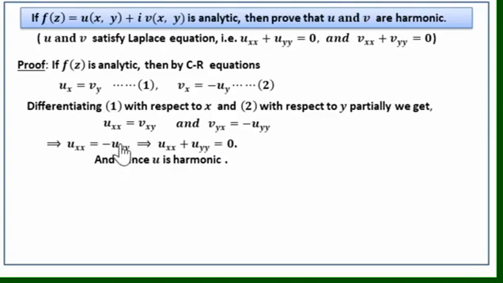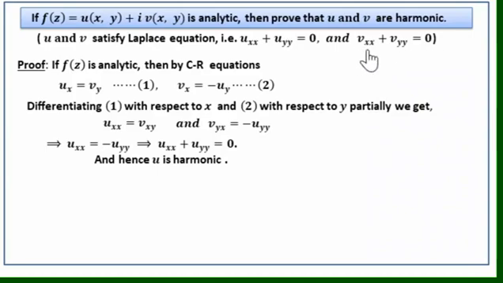So that implies, taking this to the left hand side, we get uxx plus uyy equal to 0. That means u satisfies the Laplace equation and hence u is harmonic. Similarly, we can prove that v is harmonic. To prove that v is harmonic, we need to prove that vxx plus vyy equal to 0.